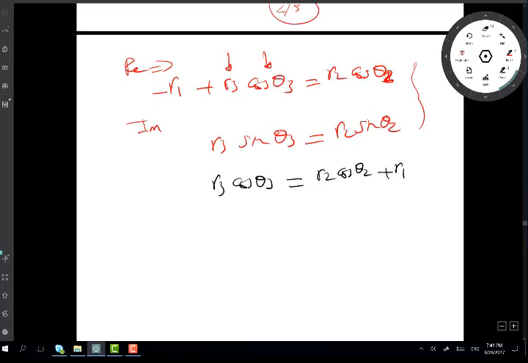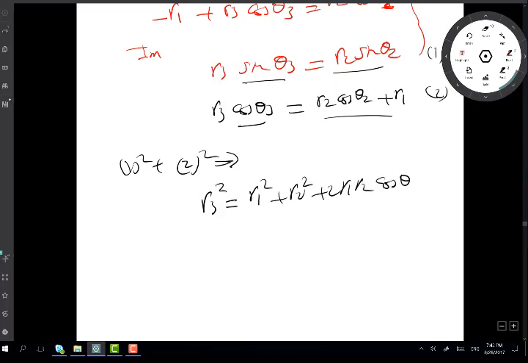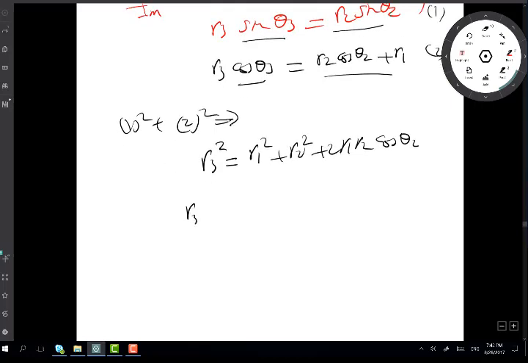Then I can square and add. I call them 1 and 2, square 1 and 2, and add them together. On this side I get R3 squared, and in brackets sine squared and cosine squared add up to 1. Over here I get R1 squared plus R2 squared plus 2R1R2 cosine θ2. This tells me the length of the cylinder at any value of θ2 is just the square root of R1 squared plus R2 squared plus 2R1R2 cosine θ2.